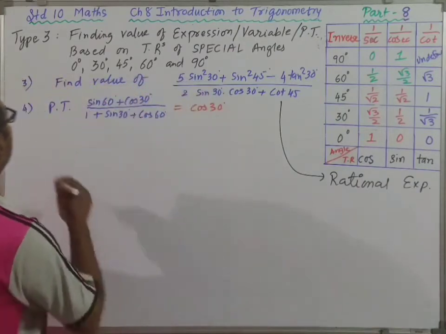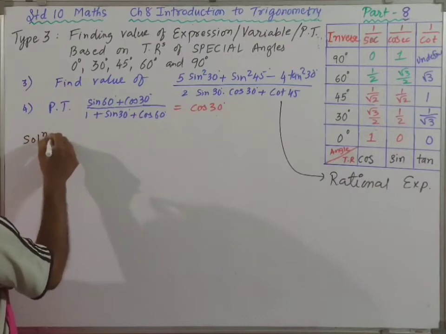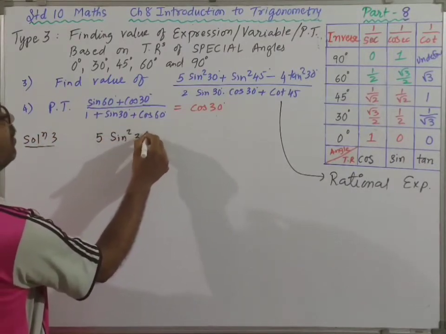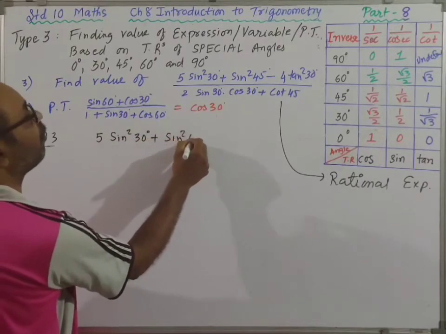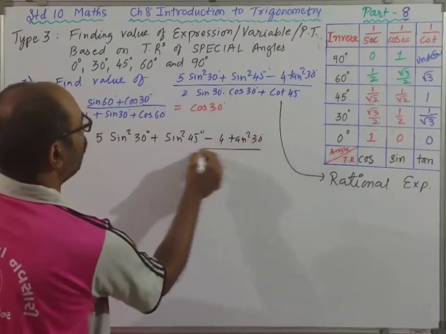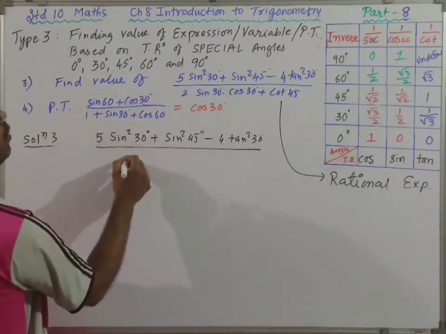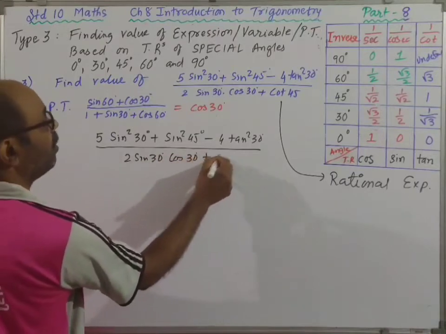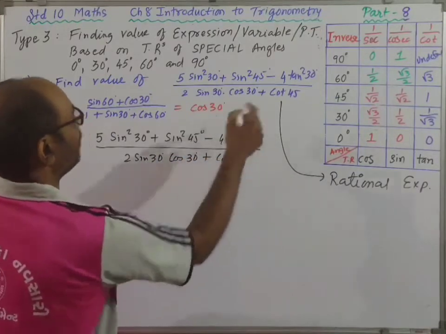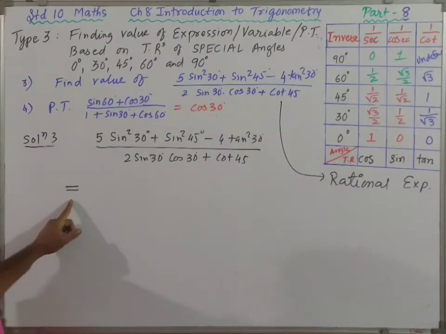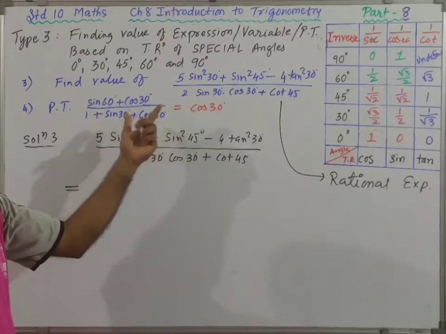Okay, fine. Now third one, solution 3. 5 sine square 30 plus sine square 45 minus 4 tan square 30, whole upon 2 sine 30 degree into cos 30 degree plus cot 45. Now this is an expression, so you will have the indicator as equal to. Here there is an equation, but that one is to be proved.